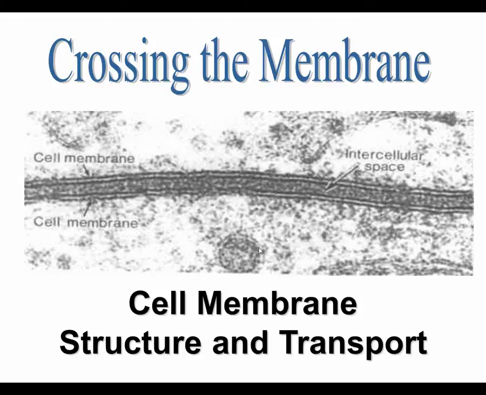Hello again. Today's screencast is the third segment for the cell unit, and we're going to be looking at how materials cross the cellular membrane, either leaving the cell or coming into the cell. You can see by this microscopic image that we're looking at the cell membrane. The cell membrane is a structure that consists of two different layers, and it's referred to as the lipid bilayer, obviously meaning two layers.